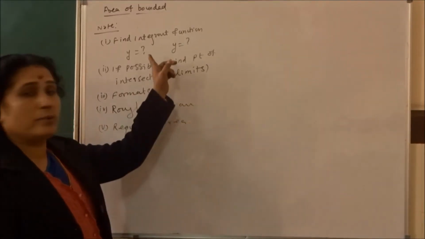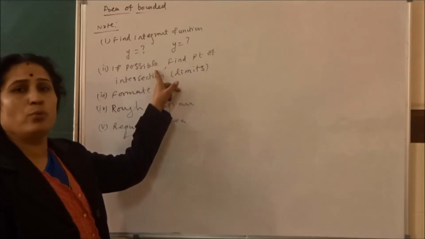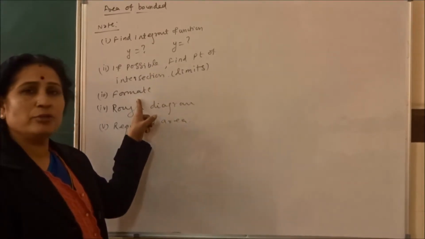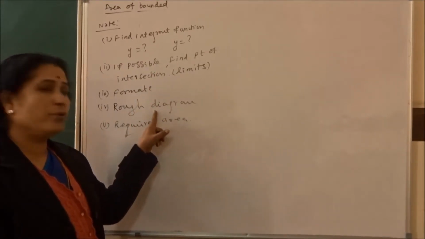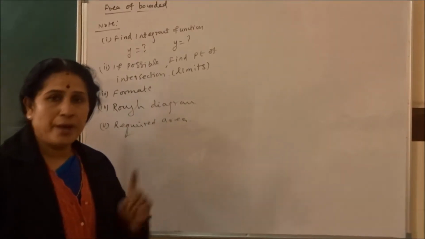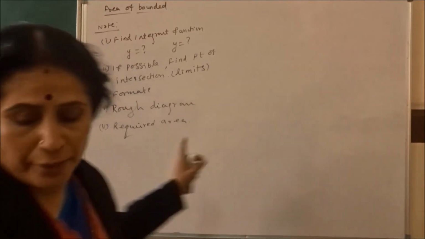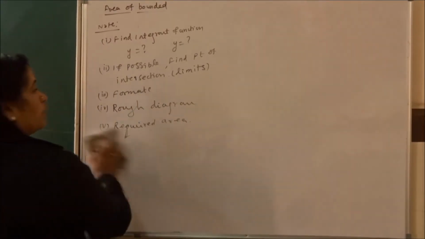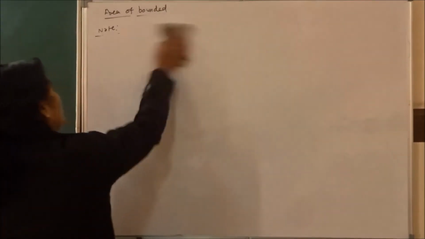Step number 1, y equal to something. Step number 2, point of intersection. Step number 3, format. Step number 4, rough diagram. Step number 5, required area. Clear to you? Now let me take a question. Whatever 5 steps I told you, I will follow. Now see, the first question I am taking for area bounded.